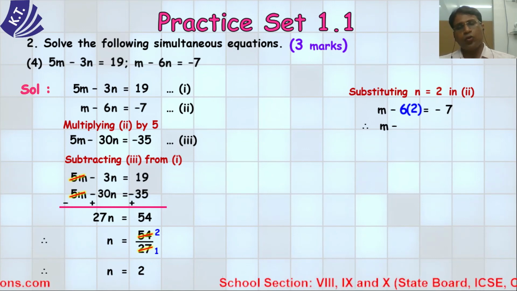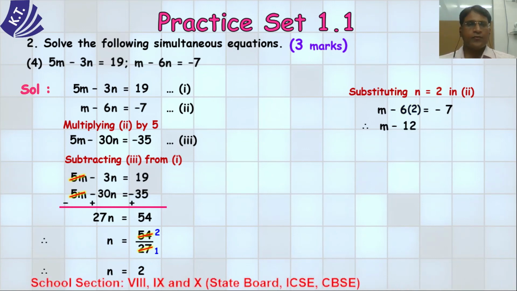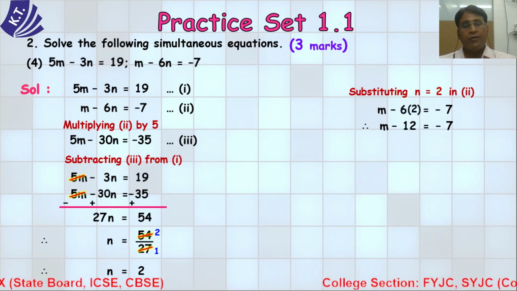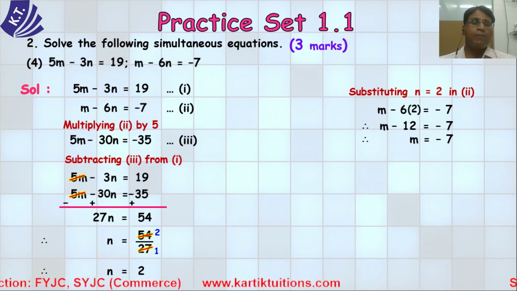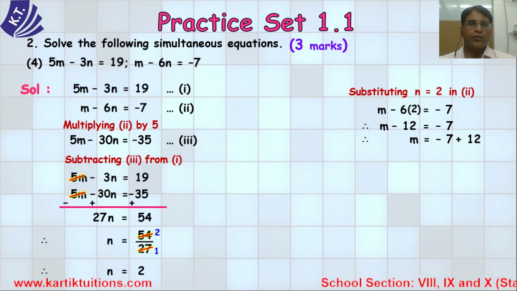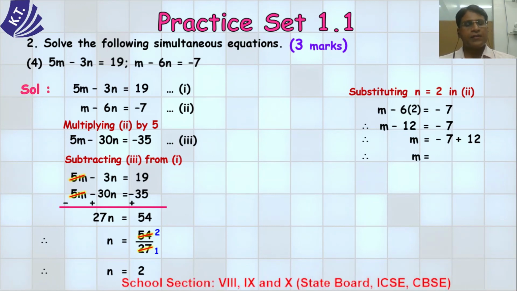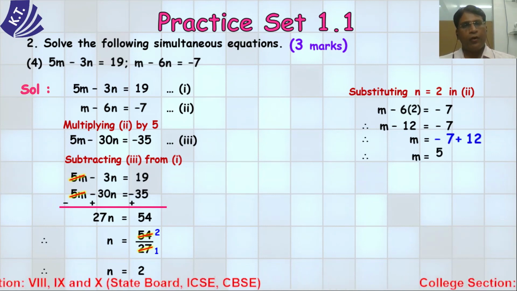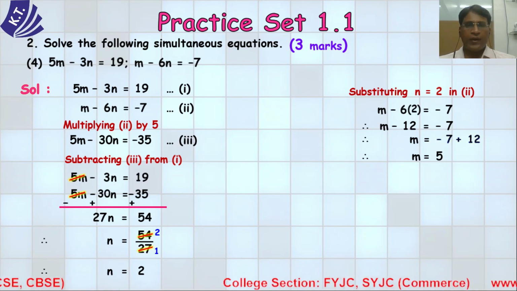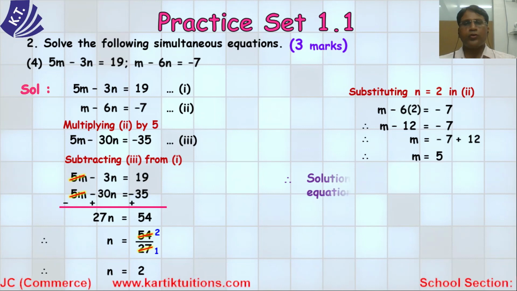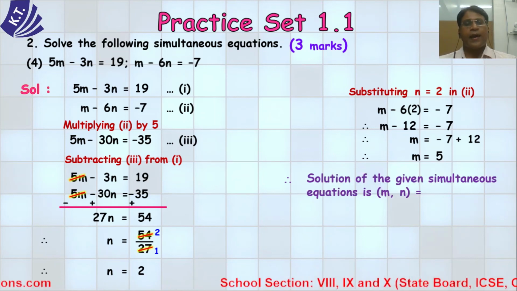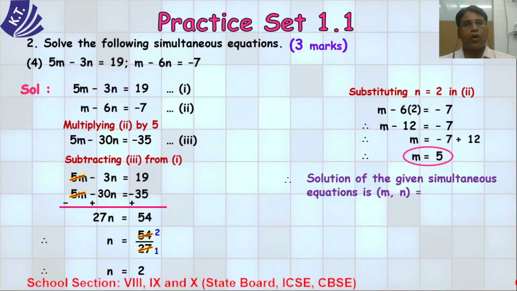Now minus 6 into 2 will give us minus 12. So that is equals to minus 7. Now I will shift minus 12 on that side of equal to sign. It will become plus 12. So therefore, m is equals to 5. Now we have got the value for m and n. So we can write the answer in statement form. What is the statement form we write? Solution of the given simultaneous equation is m comma n, that is 5 comma 2.